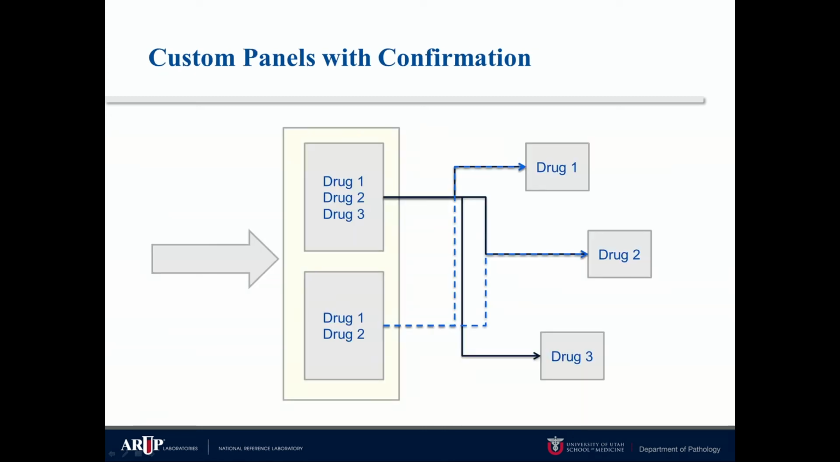So what this really brings in is the idea of custom panels with confirmation. And so you can have an instrument like a time-of-flight mass spec that has the ability to look at 120 different things or more, but we don't necessarily have to look for all of those, right? We can pare it down to only look for 2 in a specific test if that's what's been ordered, but the assay itself is the same, right?